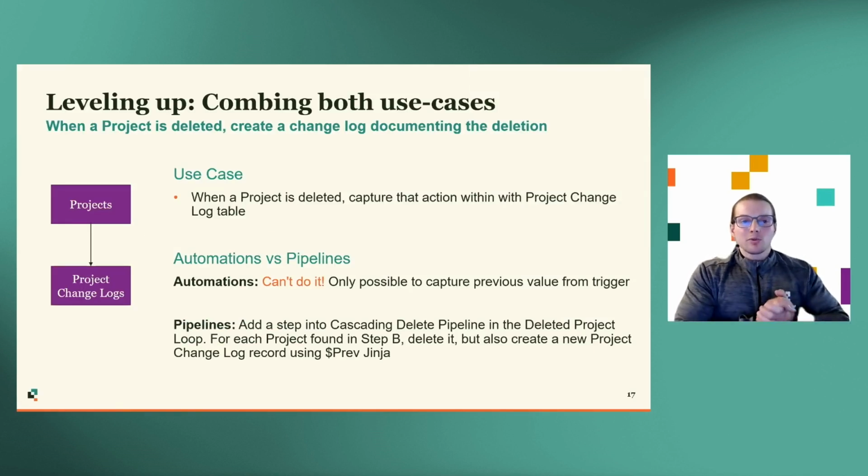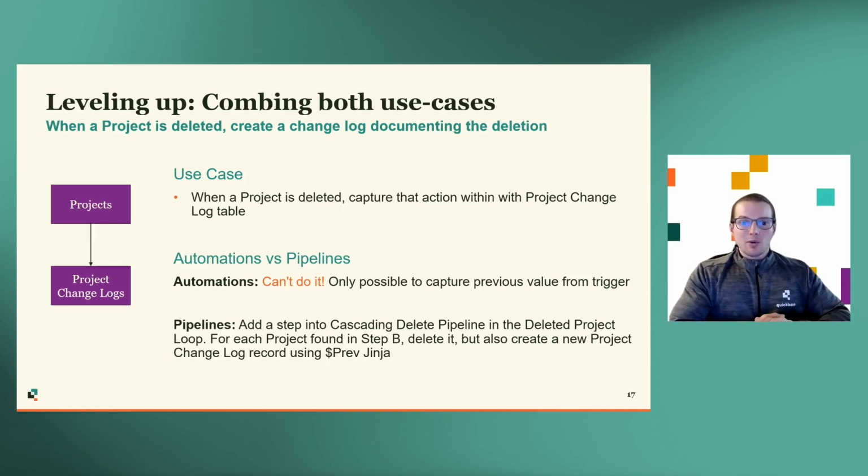So what if we want to combine both those use cases that I just highlighted? So we have Cascading Delete, right? And then we also have logging changes to the projects table. Well, what if I want to know in my change logs table when something's been deleted? So a project was deleted. I want to have a record of that. I want to know who did it. I want to know when they did it. I want to know a number of the things about the project that don't exist in the project table anymore. That's something we can do with pipelines, right?